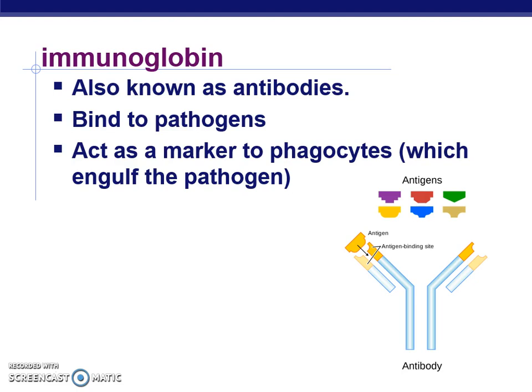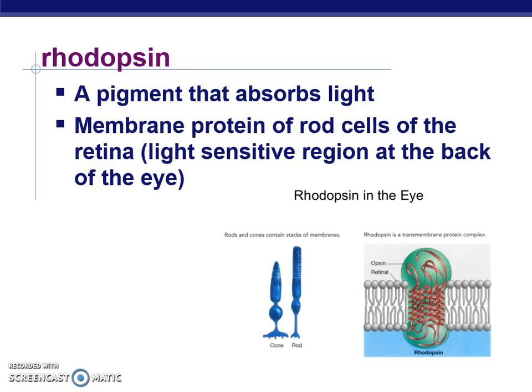Immunoglobulins, these are also known as antibodies. They're really important for your immune function. They're going to bind to pathogens and get them to stick together. They also act as a marker for phagocytes, telling them to come over and eat the pathogens. Rhodopsin is going to be a protein that's important for vision. It's found in rod cells, and it's important for light sensitivity.